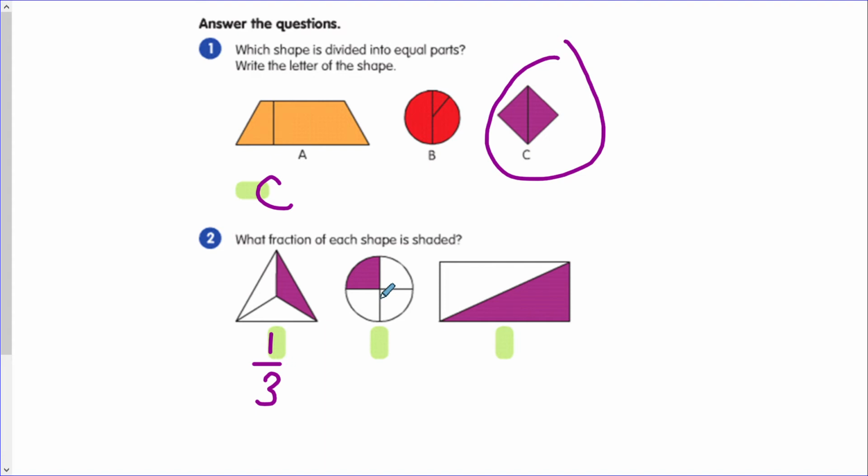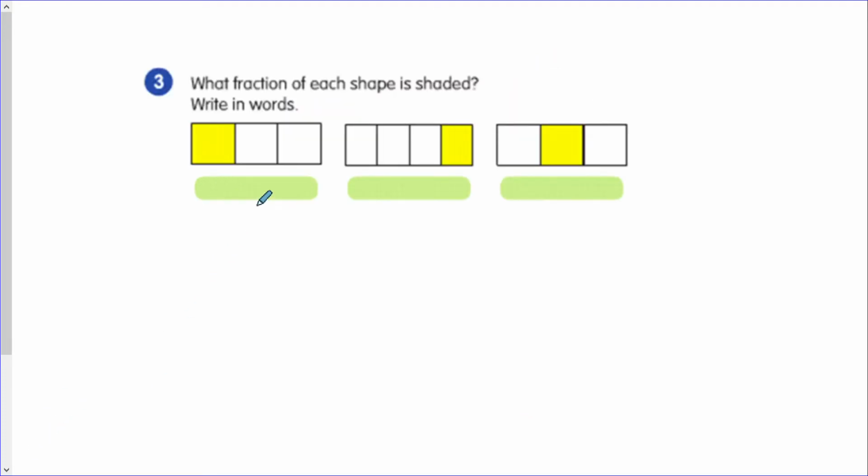Here's your circle. Did you do your thinking? So 1 part is shaded. How many parts in all? And say the fraction, 1/4. 1 part shaded, 2 parts in all. And do you remember how to say it? Don't say 1, 2. 1/2. 1/2.